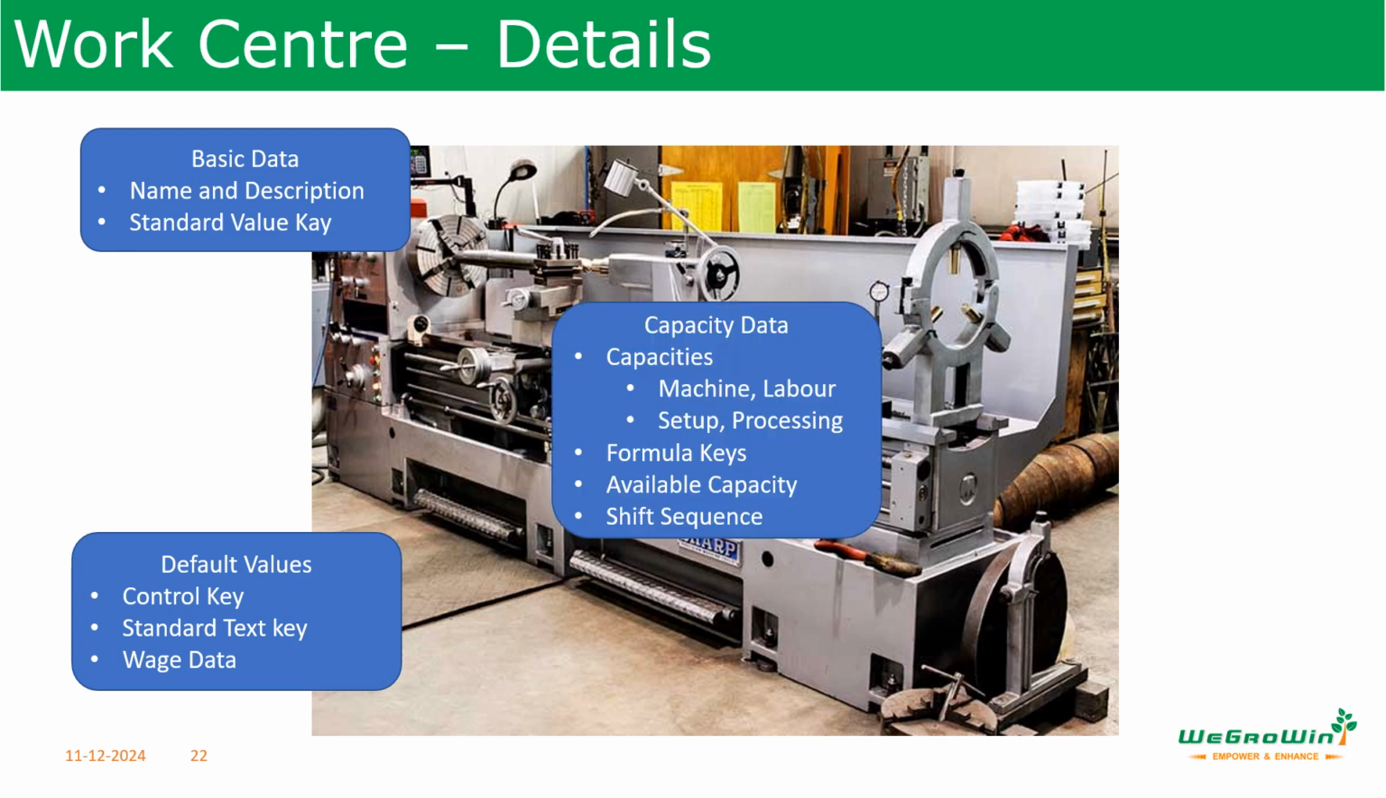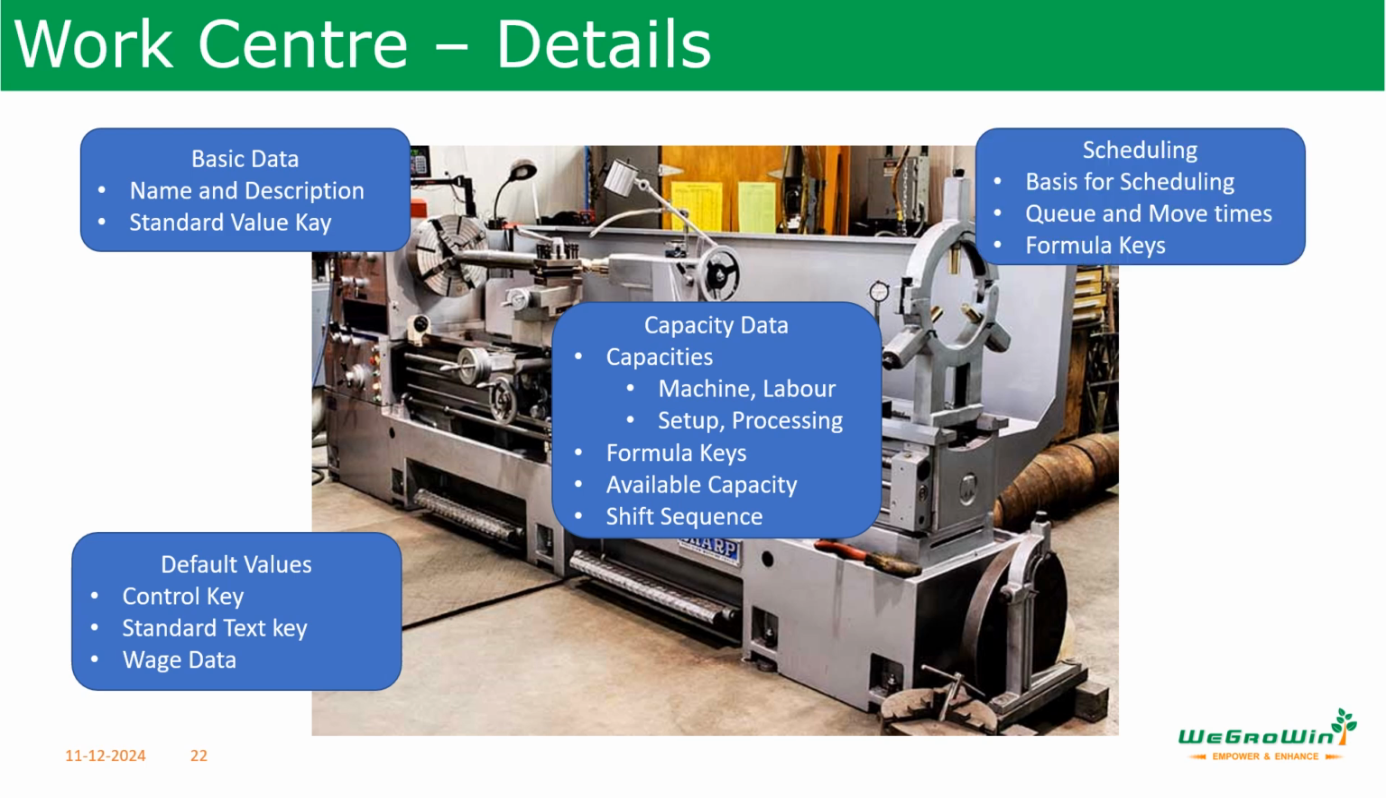And then we have capacity details. In the capacity screen, we see how the available capacity at the work center is calculated. Hope you remember our discussion on available capacity in the previous session. So how to calculate that is in the capacity data. More than one capacity, like machine capacity or labor capacity, can be entered. How to calculate the setup capacity, how to calculate processing capacity through formulas, and how the shift sequence has to be defined. Those parameters are defined in the capacity data view.